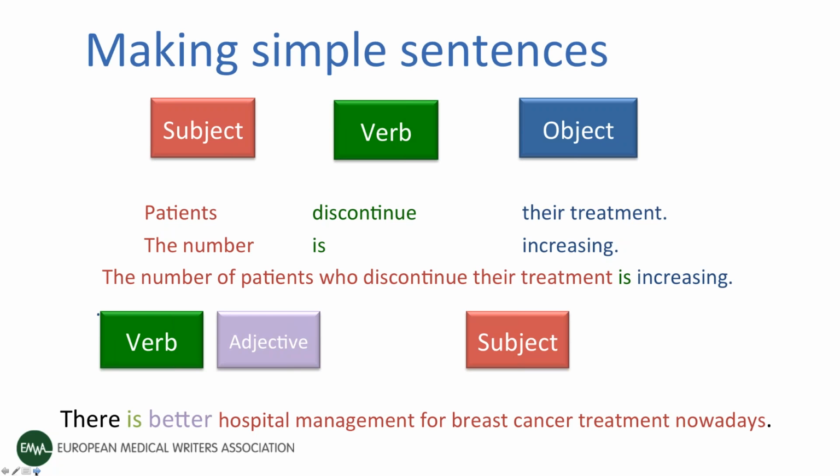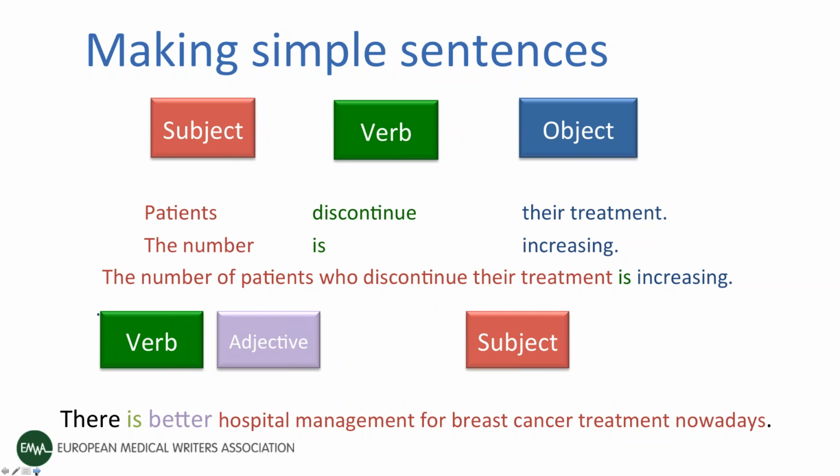For those of you who've studied English at school, you'll remember that an English sentence is built basically around the verb. The verb is the most important word of the sentence. Then it has a subject, so who does what, and an object, which is the what. So what is the person doing? If I give you an example here, we have patients discontinue treatment, or their treatment. We have another idea: the number is increasing.